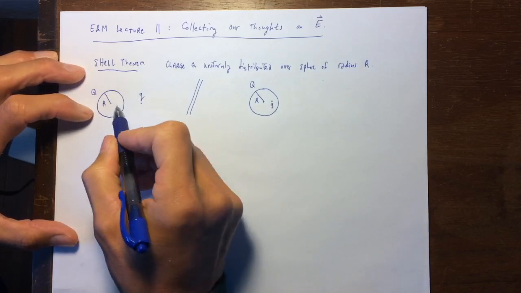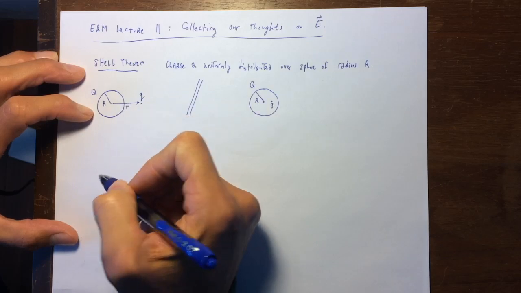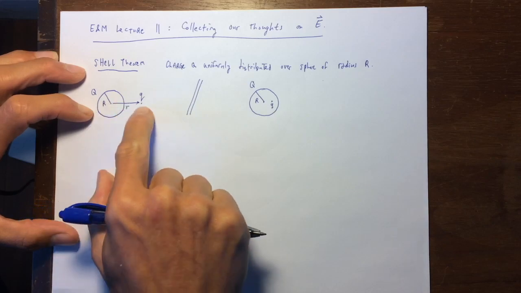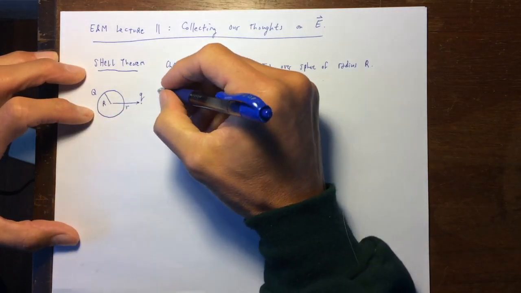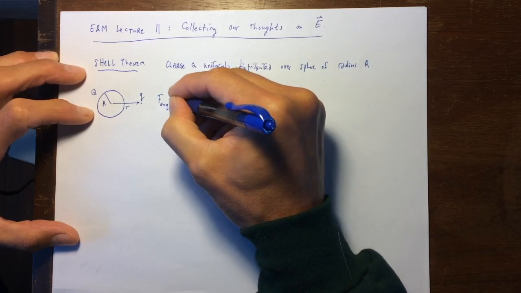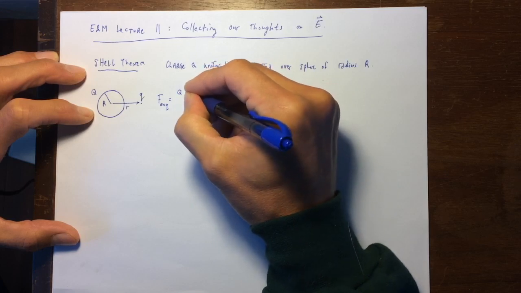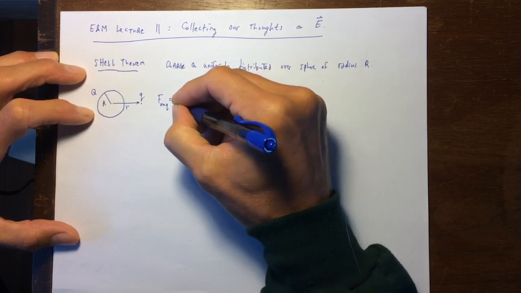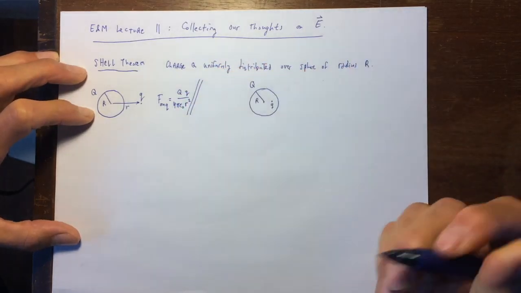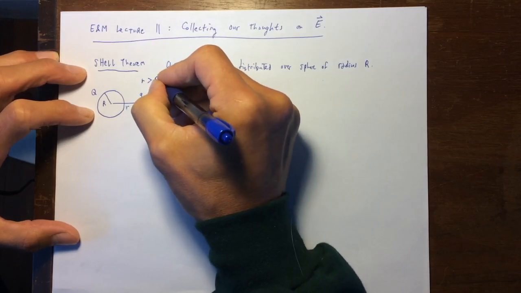and the distance to little q is called little r, the distance from the center of the shell to the charge q, then the force on little q is equal to capital Q times little q divided by 4 pi epsilon naught little r squared, if little r is bigger than capital R.